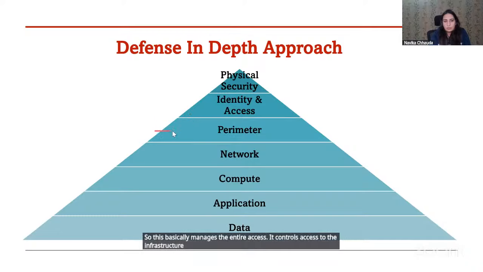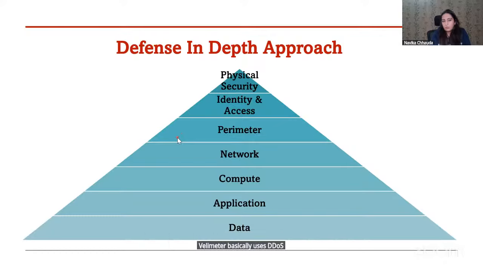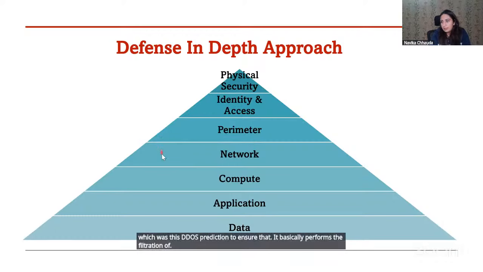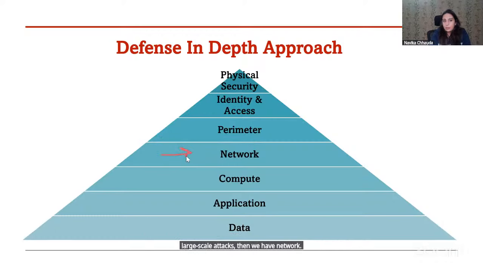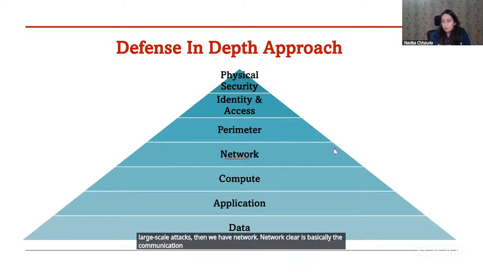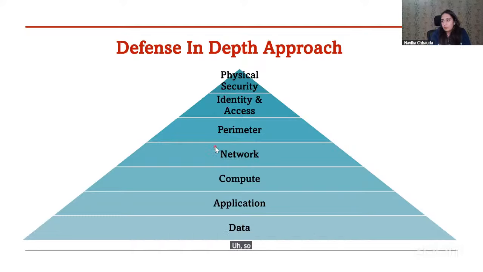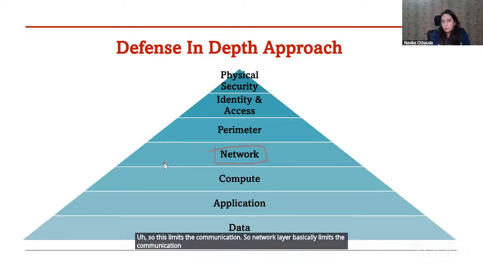Then you have something known as perimeter. Perimeter basically uses DDoS, distributed denial of service, protection to ensure that it performs the filtration of large scale attacks. Then we have network. The network layer is the communication between two resources, so it limits the communication between two resources.